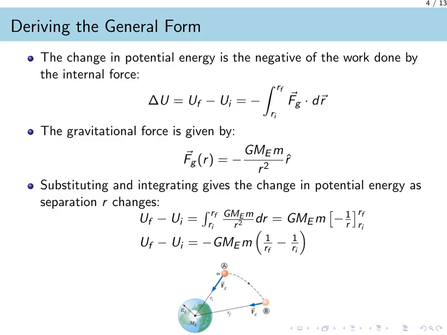When we place this into the work integral, the negative sign from the force law cancels the negative sign in the definition of potential energy. This leaves us with a positive integral of 1 over r squared. Performing this simple integration and evaluating it at the limits r sub f and r sub i gives our final result. The change in potential energy is equal to negative G M_E m multiplied by the quantity 1 over r sub f minus 1 over r sub i.